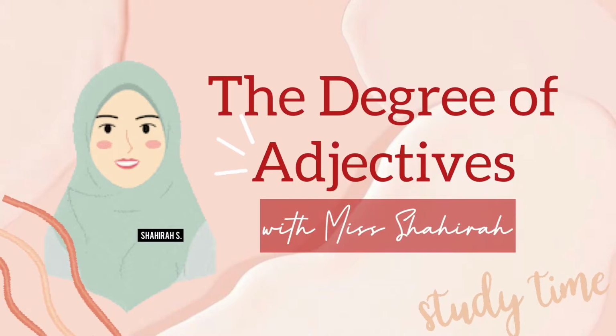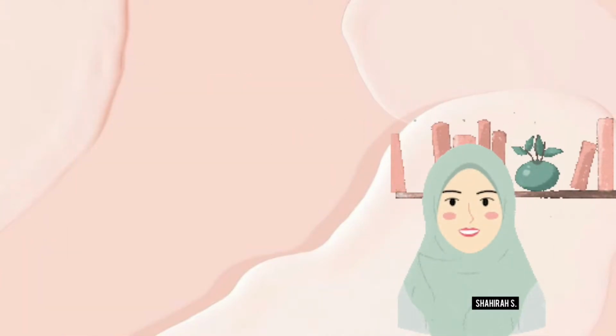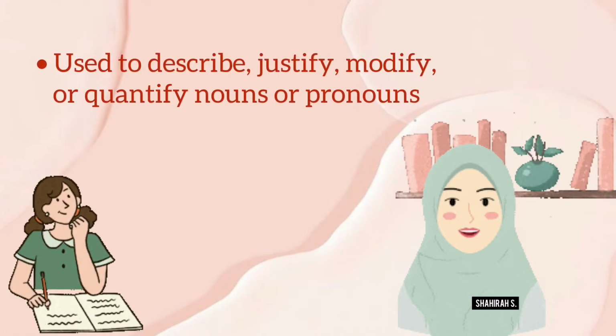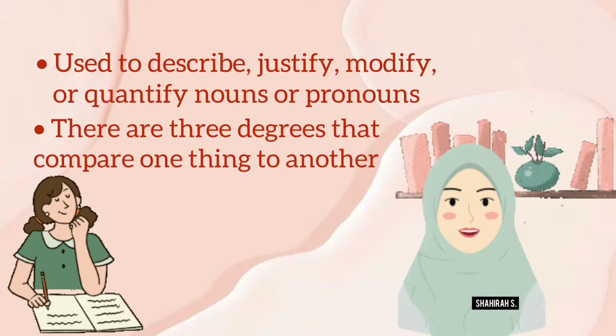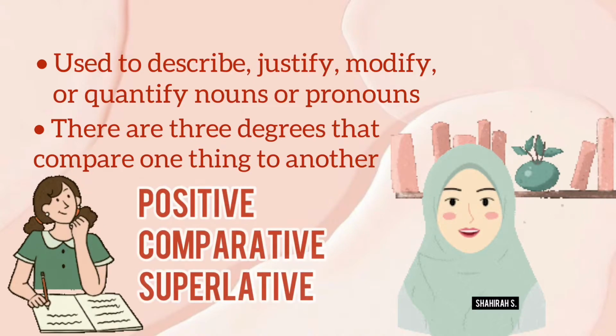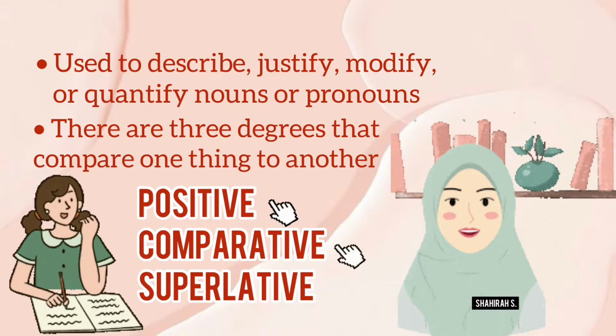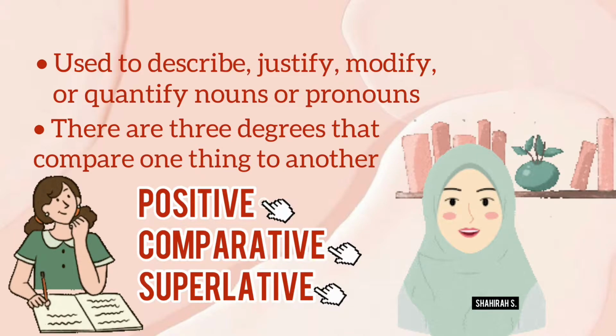Are you guys ready? So, what are adjectives? Adjectives are used to describe, justify, modify, or quantify nouns or pronouns. There are 3 degrees that compare one thing to another, which are positive, comparative, and superlative. Now, let's look into it one by one.